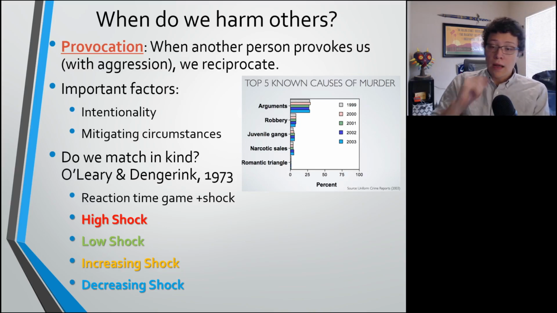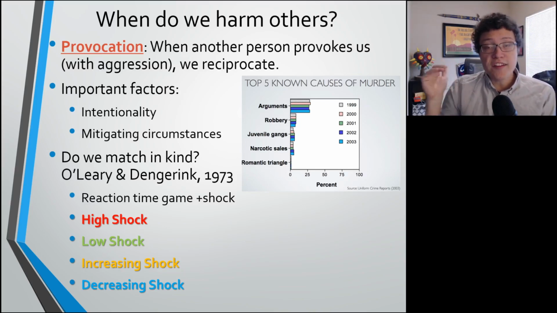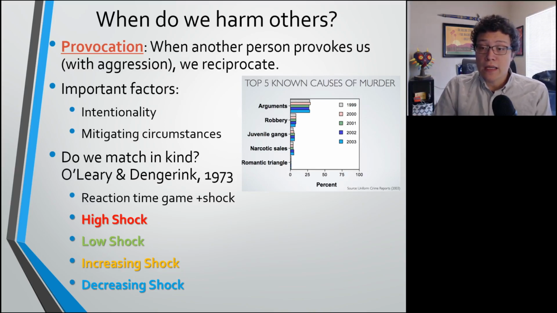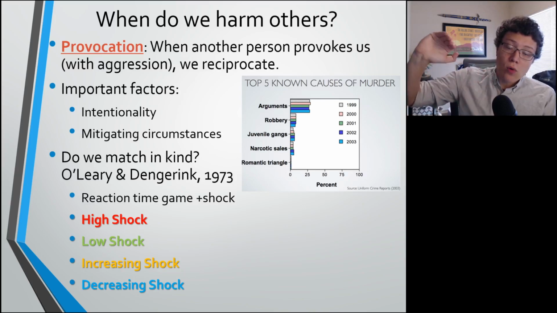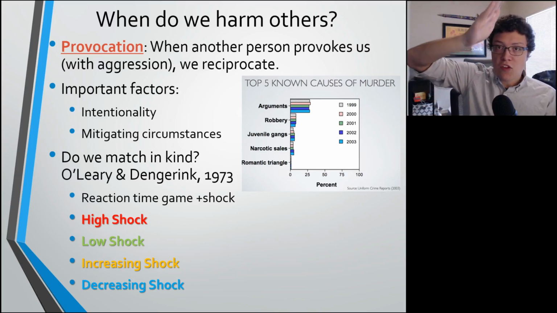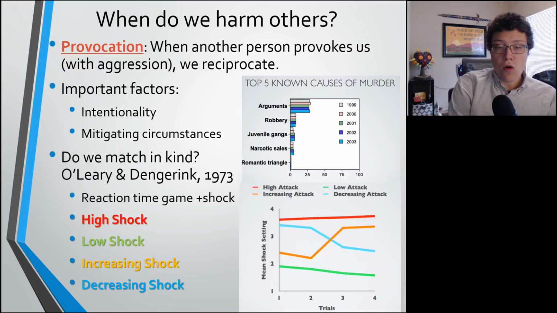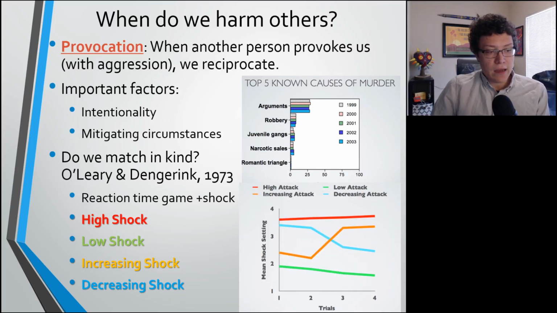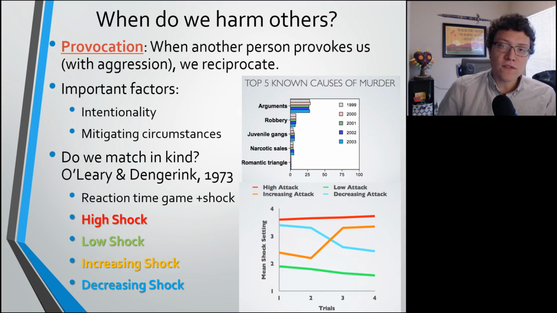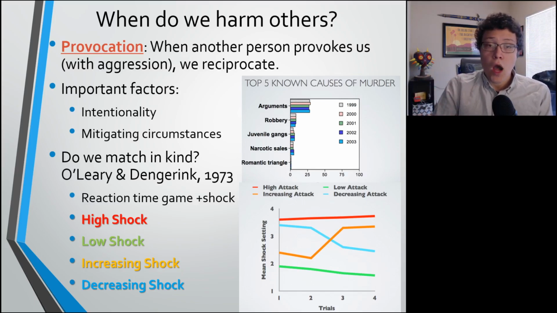A condition where the confederate or computer constantly gave a high level of shock after they won. A condition where the confederate gave a low level of shock after the participant lost. An increasing shock in the third condition, so kind of rising as we go, and then a decreasing shock, starting at the top and then lowering as we went. So I'll just show you this set of trials here, and what we're looking at, each of these bars, is how the human player, the participant, responded in kind after having a shock against them.